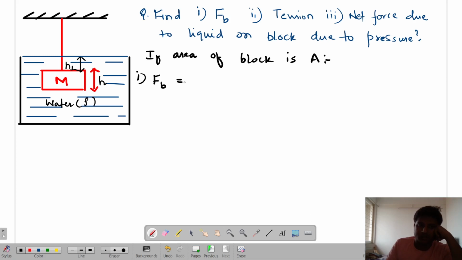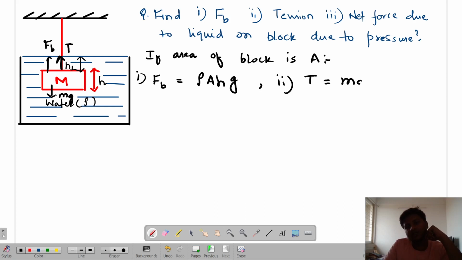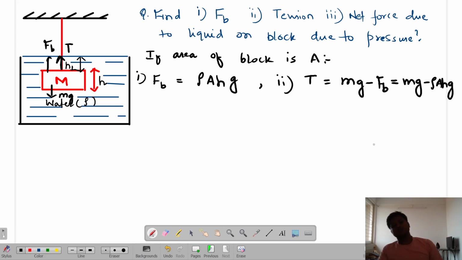Let me see. What is buoyancy force over here? It is density of the liquid rho, volume immersed, fully immersed, so it is area of the block into height h into gravity. Tension: this is my tension, and this is the weight of the block mg, isn't it? And buoyancy force is upwards. So tension is equal to mg minus buoyancy force, mg minus rho A h g. Yes, isn't it?